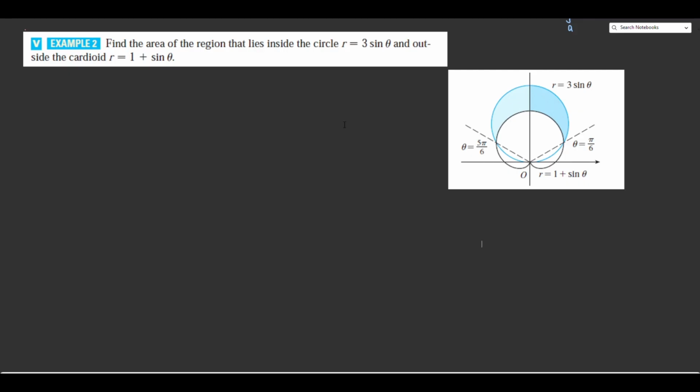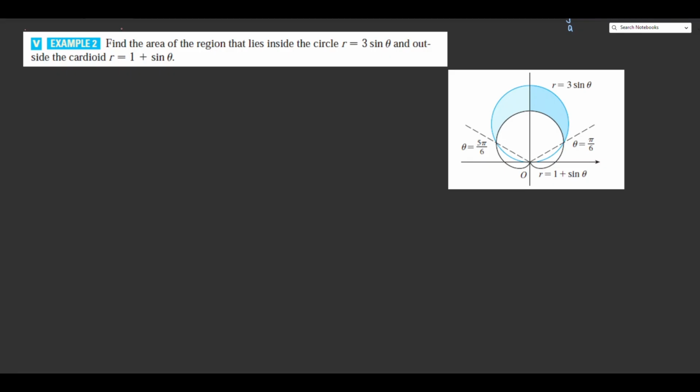So here it says find the area of the region that lies inside r equals 3 sine theta. One of our curves is a circle, r equals 3 sine theta, and outside the cardioid r equals 1 plus sine theta. So this is shaded here in this picture. Our entire region is the following.